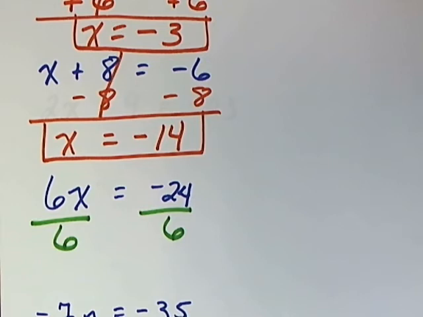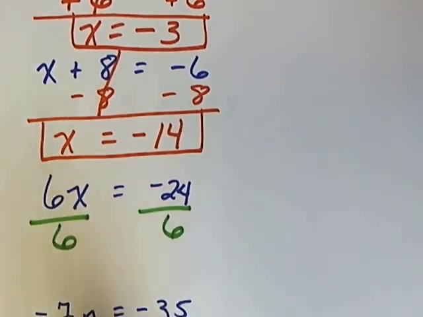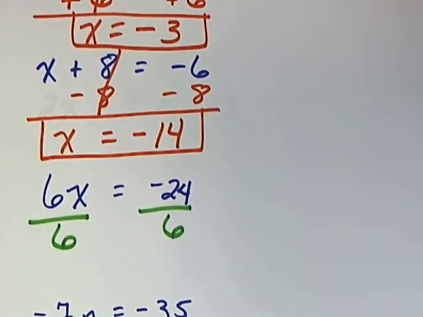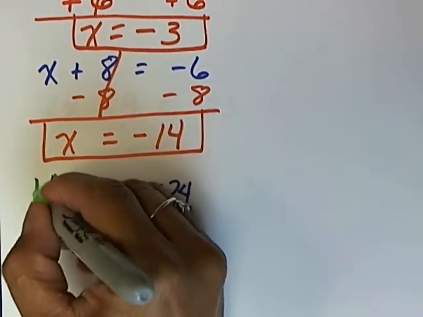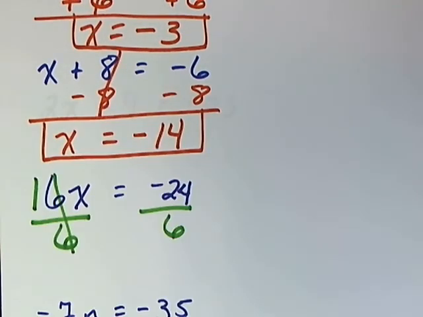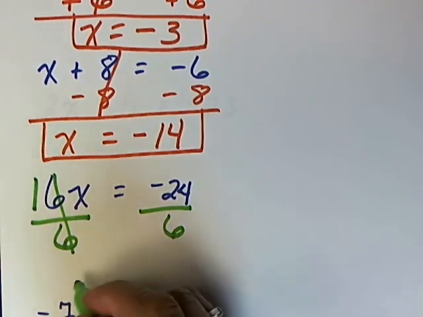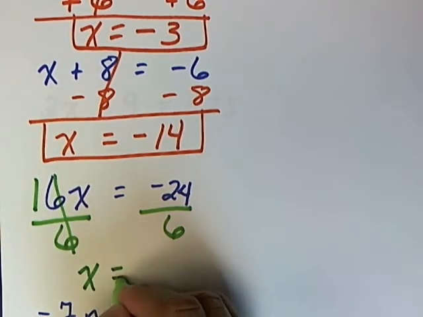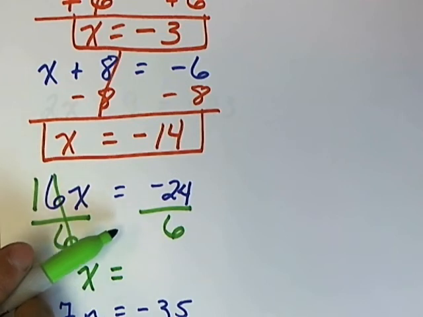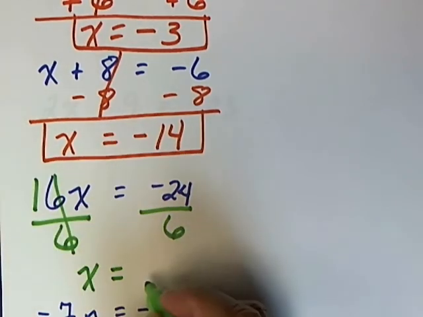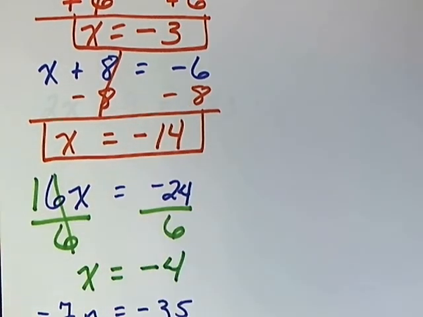6 divided by 6 is not 0, because 0 times x would be 0. No, anything divided by itself is 1. That's the golden rule of math land. 1 times x is what gives me x. Negative divided by a positive is going to give me a negative 4. Remember, a mismatch is a bad thing, so your answer is negative.